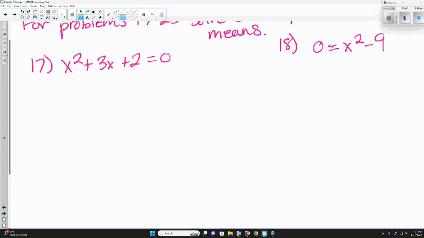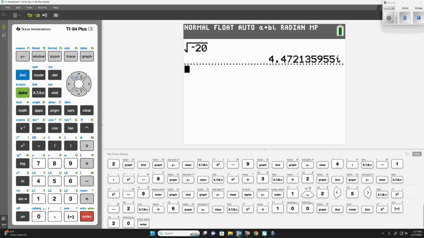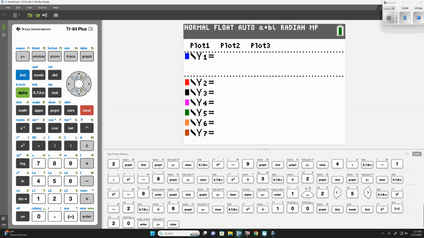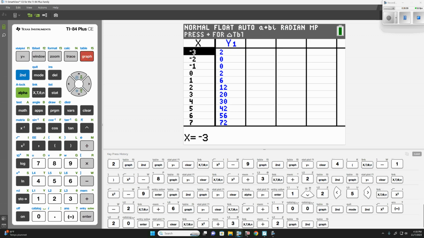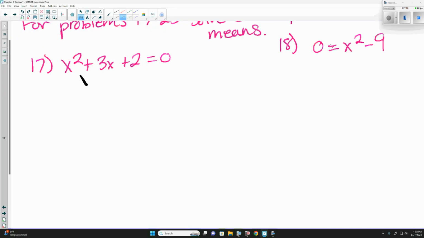We can also solve this by graphing. So if we want to solve it by graphing, we plug the function in, x squared plus 3x plus 2. Graph. And again, we're looking for what values of x will make the y value be 0. We can go to second graph and look at the table. Negative 2 and negative 1 do have y values of 0, telling us x is equal to negative 2, x is equal to negative 1. Those are our 2 solutions.